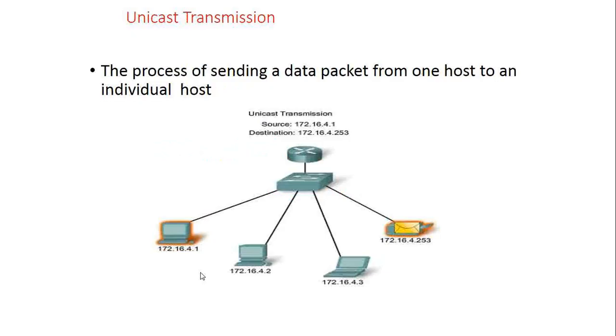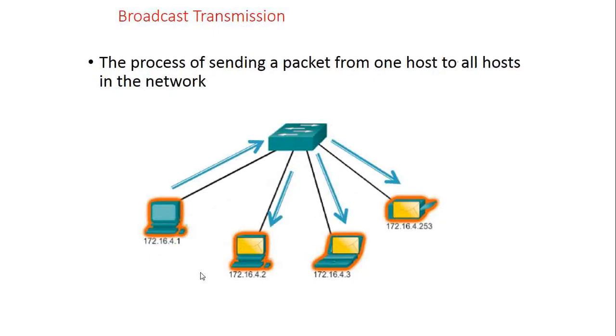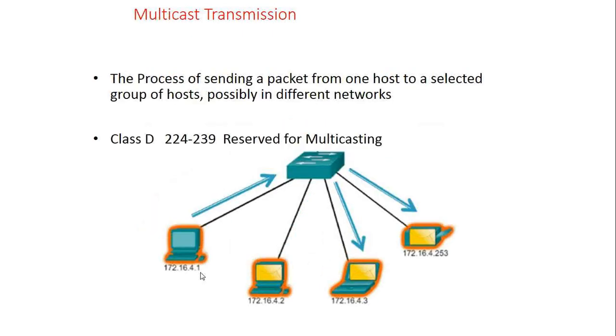That was in normal day-to-day terms. In digital terms, the source knows the destination, and it sends with the destination address. So that becomes a unicast, one-to-one communication. Unicast is the process of sending a data packet from one host to another individual host. In broadcast transmission, it is the process of sending a packet from one host to all the hosts in the network. And in multicast, it is the process of sending a packet from one host to a selected group of hosts, and it could be in different networks also.